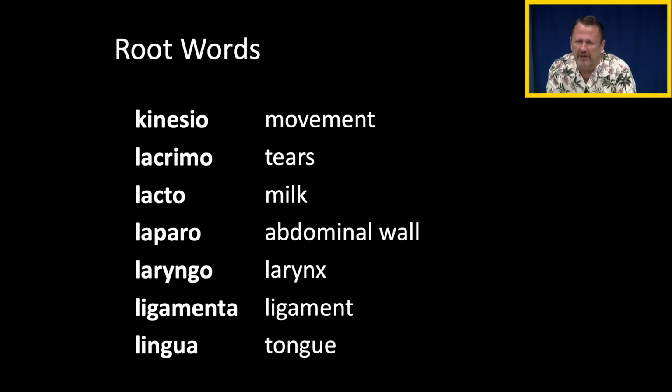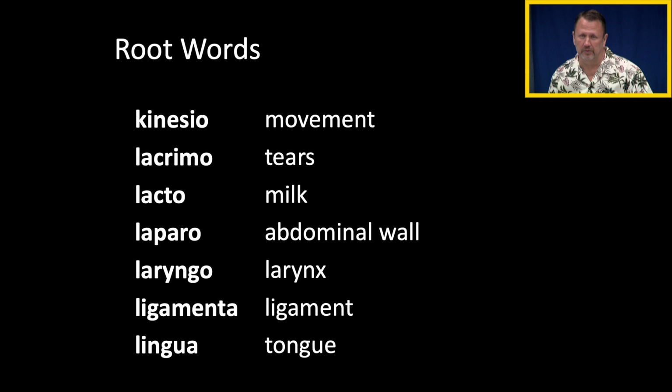Laparo has to do with the abdominal wall, and so when we do a laparoscopy, we're putting a camera across the abdominal wall so we can see inside of the abdomen. A laparotomy is to open the abdominal wall and do surgery. Laryngo, I'm sorry. Laryngo refers to the larynx.